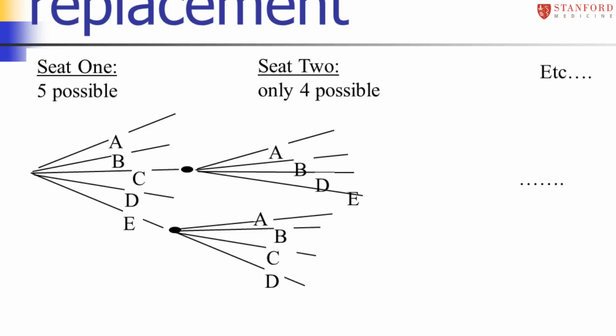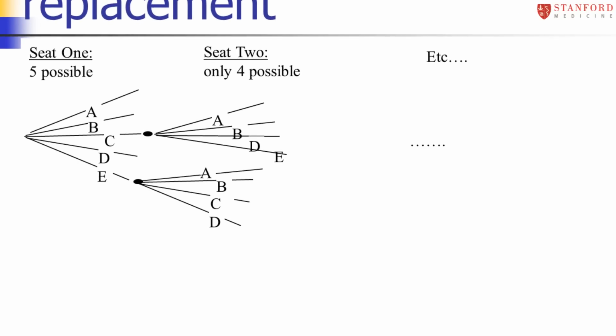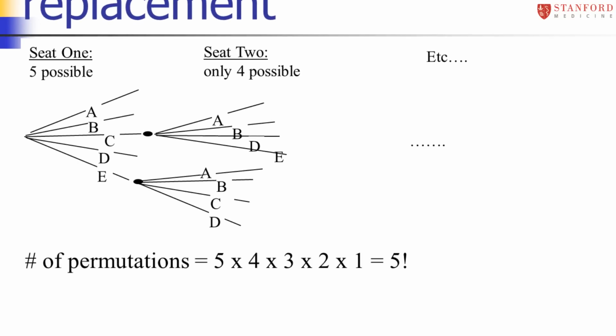So you go from having 5 possibilities down to 4. And then for the third seat, it's going to be down to 3. And for the fourth seat, it's going to be down to 2. And the fifth seat is going to be down to 1. So you start with 5. You multiply that by 4, you multiply that by 3, etc. So each branch gets pruned.